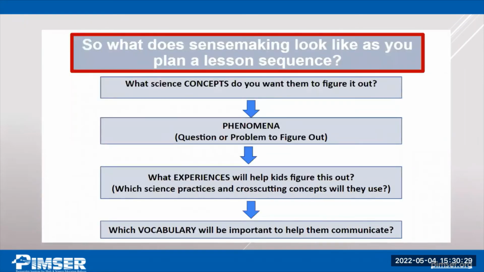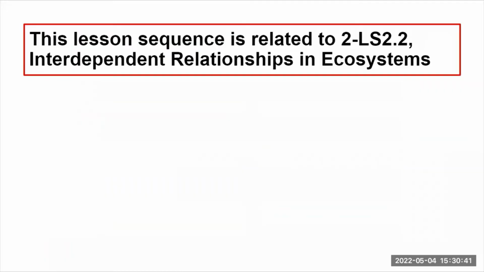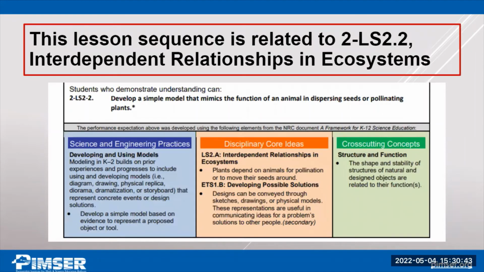Following the sequence that we talked about, first, you're going to look at the standards and think about what science concepts students will be learning. The performance expectation asks students to develop a simple model that mimics the function of an animal in dispersing seeds or pollinating plants. So to illustrate the process, we're going to look at a short lesson sequence thinking about a part of this PE, focusing specifically on seed dispersal.